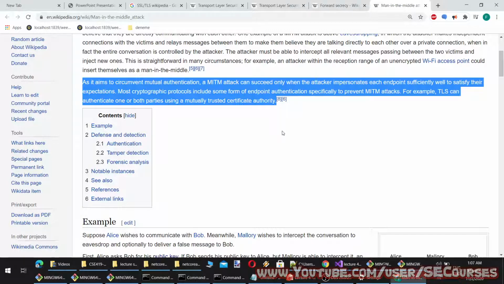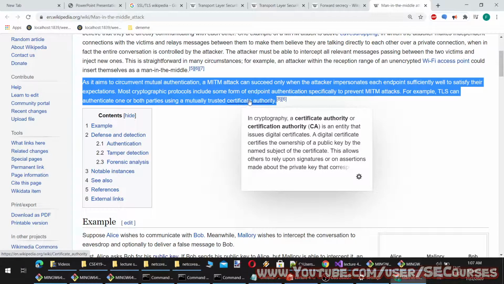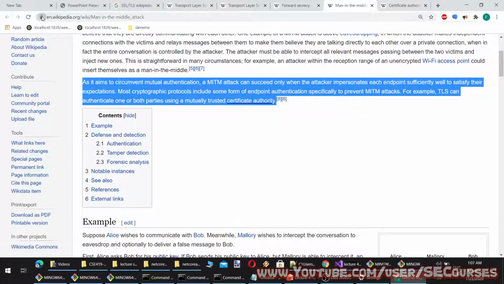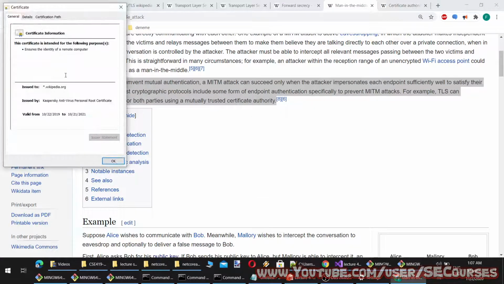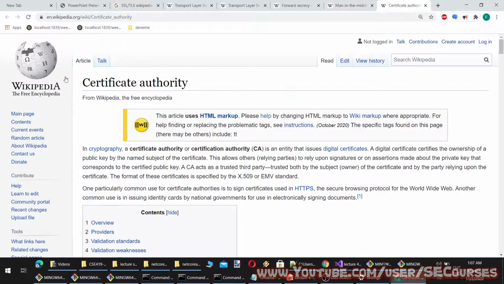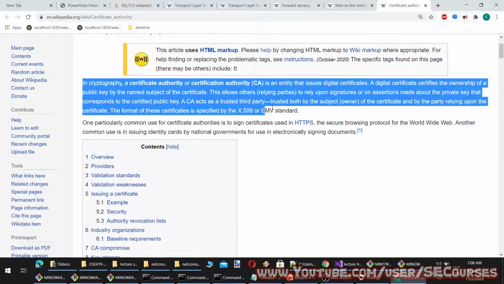Most cryptographic protocols include some form of endpoint authentication specifically to prevent MITM attacks. For example, TLS can authenticate one or both parties using a mutually trusted certificate authority. So certificate authority is really important. For example, here you see my certificate is valid, issued to Wikipedia, issued by Kaspersky Antivirus Personal Root Certificate. Since I use Kaspersky, it validates the certificate. And let's use some certificate.